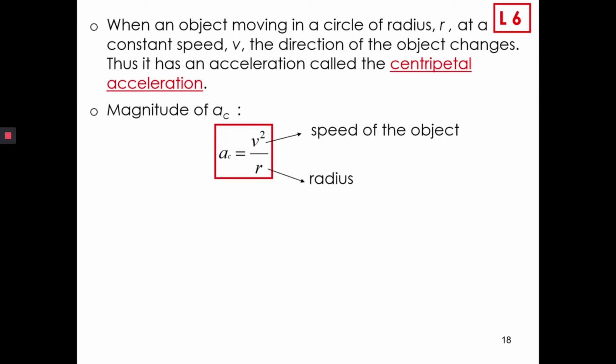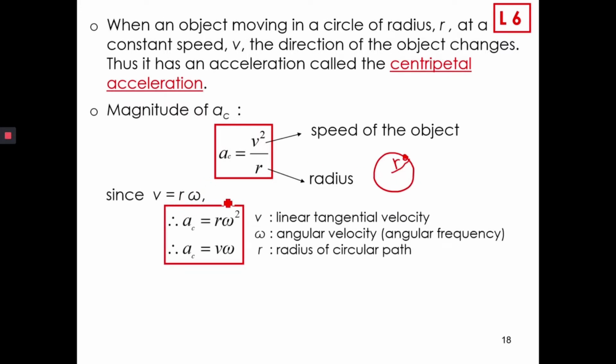Magnitude of centripetal acceleration, a_c, so your centripetal acceleration equals v squared over r, where v is the speed of the object and r is the radius of your circle. So when you have an object moving in a circle, here is the radius. Since v equals r omega, your centripetal acceleration can also be written as r omega squared or v omega.